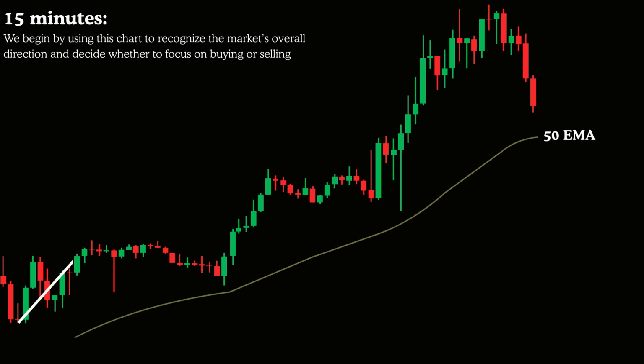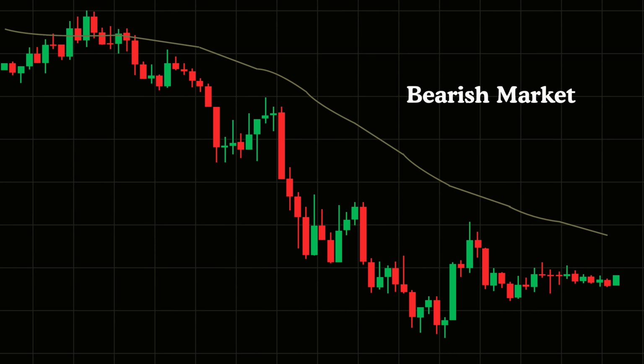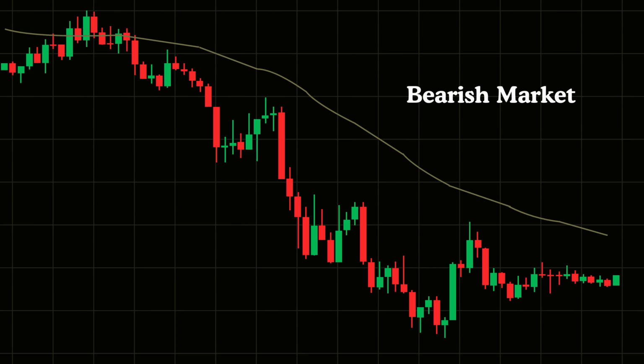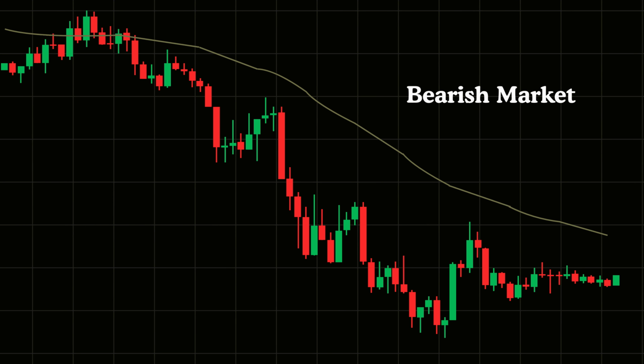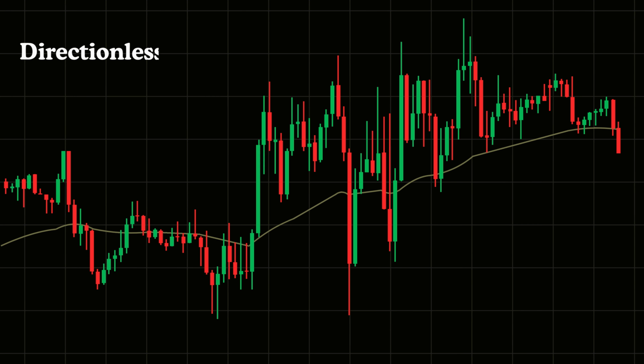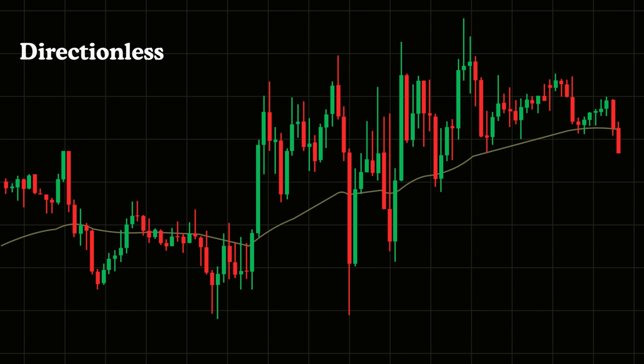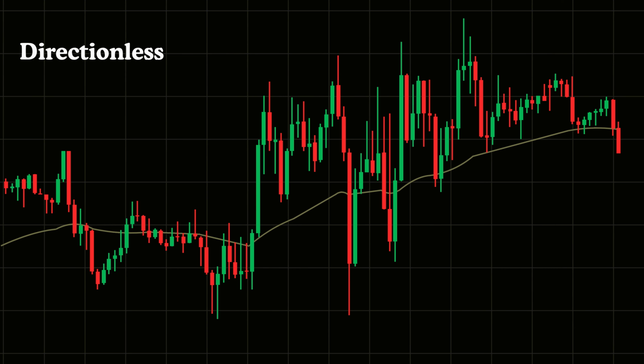In a bullish market, we want the price action to stay above the 50 EMA while forming consistent higher highs and higher lows. On the flip side, if the market is moving below the 50 EMA, we classify this as a bearish trend and will focus solely on taking short positions. If the price repeatedly crosses the 50 EMA in both directions without showing a clear trend, that's our signal to stay out of the market.